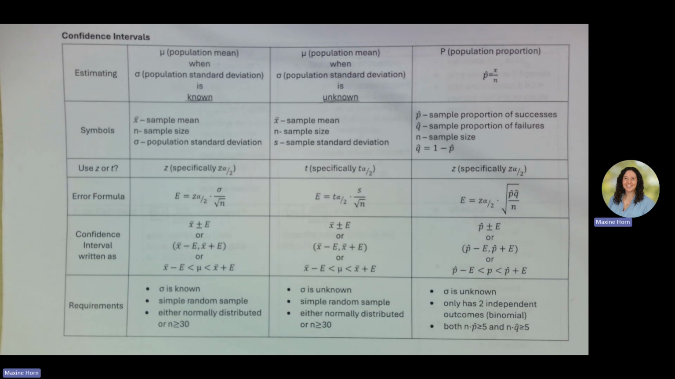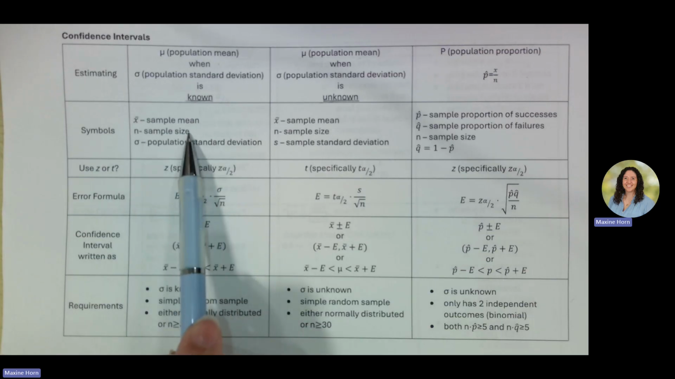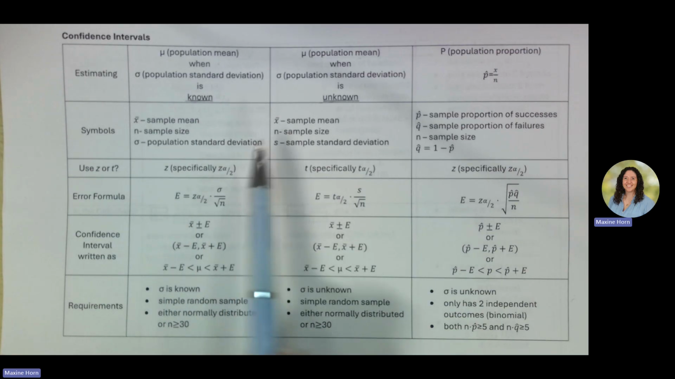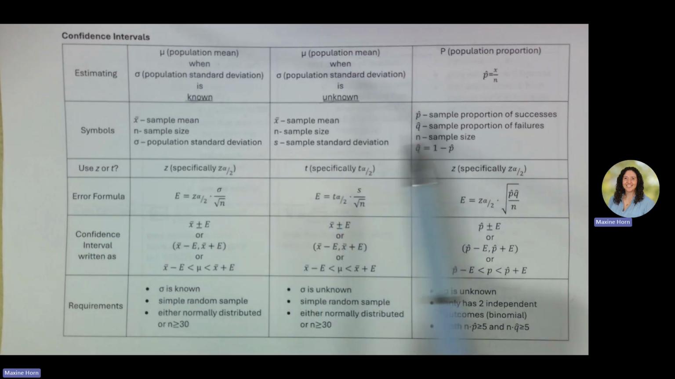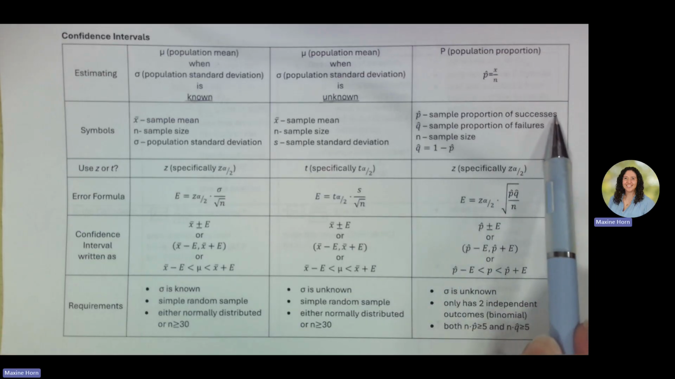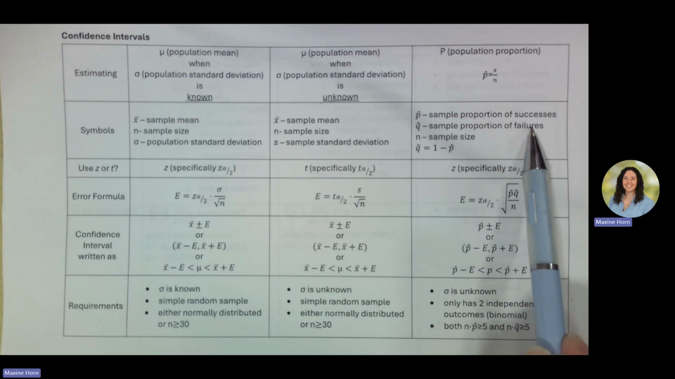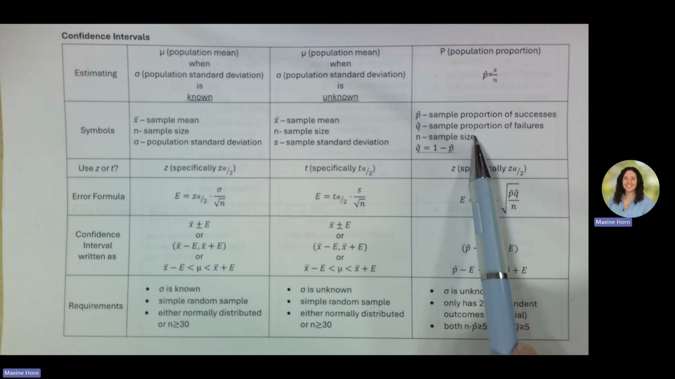So some of these should already be familiar to you. You've used them in previous chapters. X bar is your sample mean, n is your sample size, and sigma is your population standard deviation. So s is your sample standard deviation. And over here we have p hat is the sample proportion of successes. Q hat is its complement, which is the sample proportion of failures. There's that relationship again. Q hat is 1 minus p hat, and n, like the others, is your sample size.